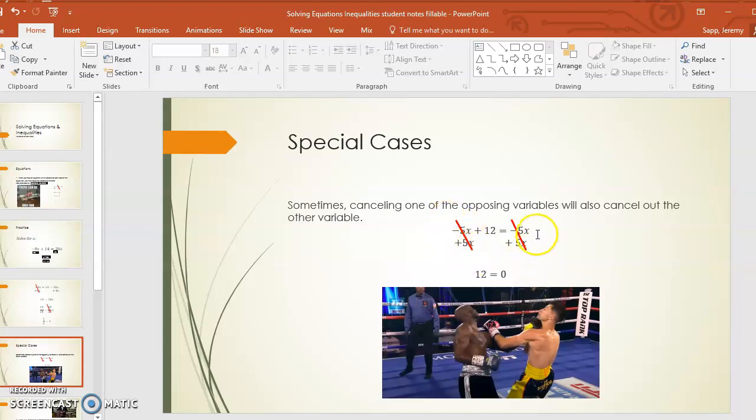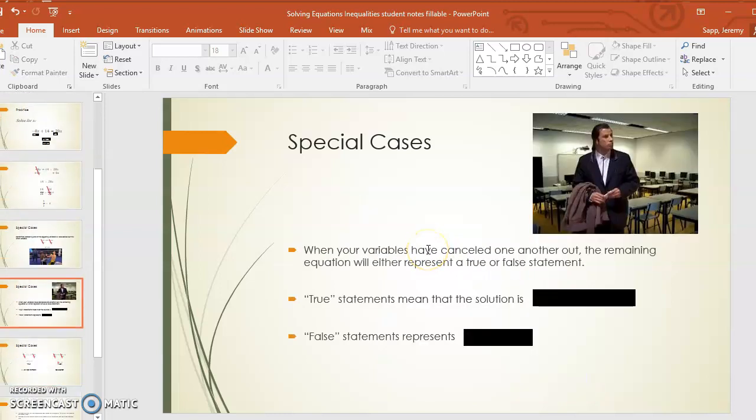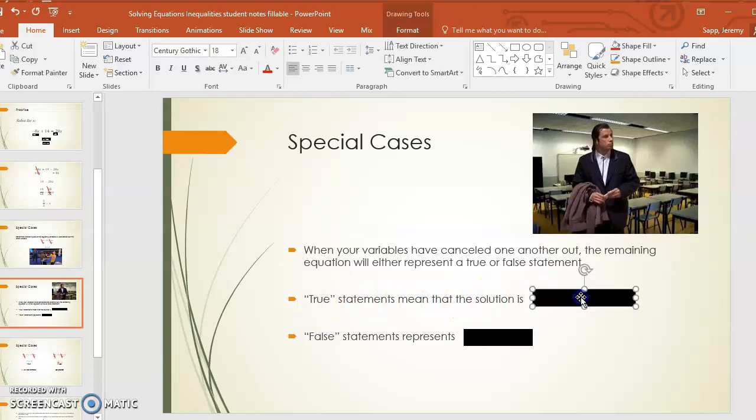That cancels out. But when you have a negative 5x and you add the 5x to this side, it also cancels out. So here you have 12 equals 0 because it canceled out. It went away. There's nothing on this side. Well, 12 does not equal 0. Okay, so your two special cases when your variable cancels out, if the statement is true, that means that the solution is all real numbers. Okay, and we'll show you that in a second. If the statement is false, and what I mean by statement, I'll show you in a second. If the statement is false, it means there is no solution.